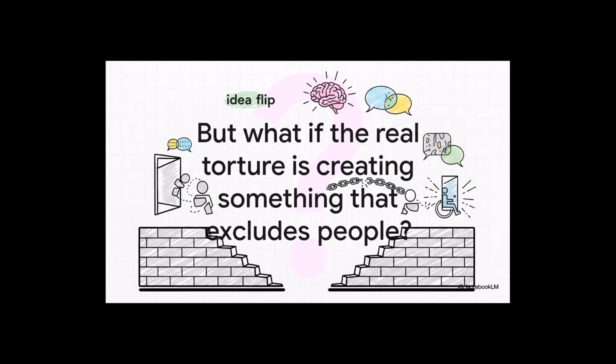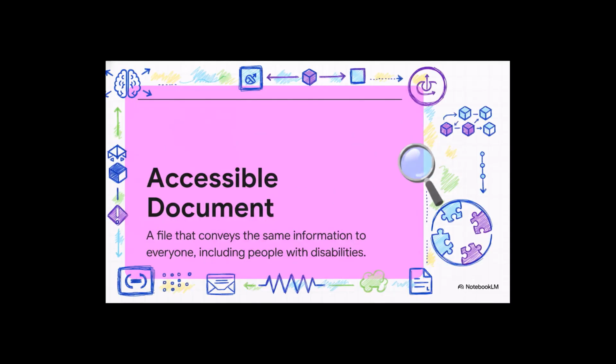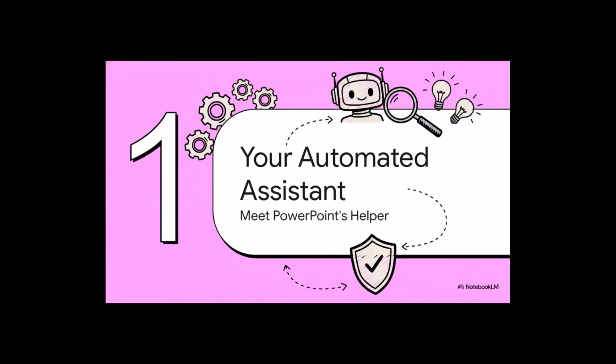I mean, when a presentation has barriers that stop someone with a disability from understanding it, we're not just being boring, we're literally shutting people out. So our goal here is pretty simple, actually. It's to create what's called an accessible document, and all that means is a file that gives the exact same information to everyone. We're not talking about a separate, watered-down version, but the same core message no matter how a person is accessing it.